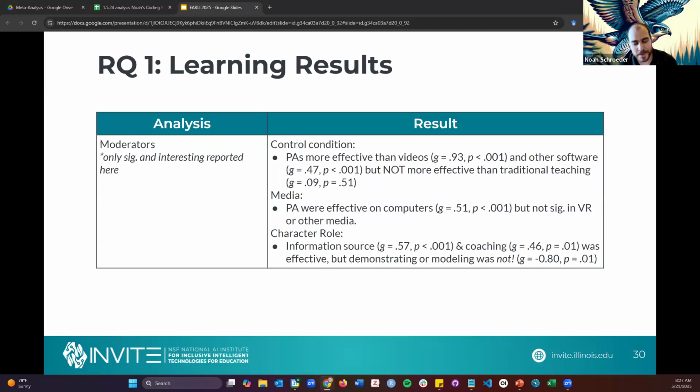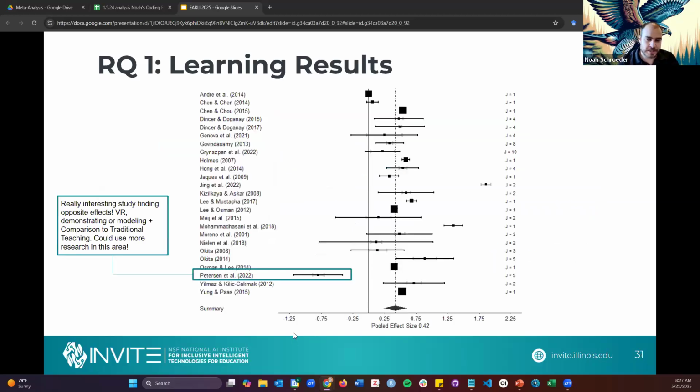And this blows my mind. It's crazy because for years I've thought that's the one thing that's really unique about agents, that they can demonstrate or model something. But let me tell you something. Demonstrating and modeling has a lot of overlap with traditional teaching, which has a lot of overlap with virtual reality. So let's take a look at the next slide here.